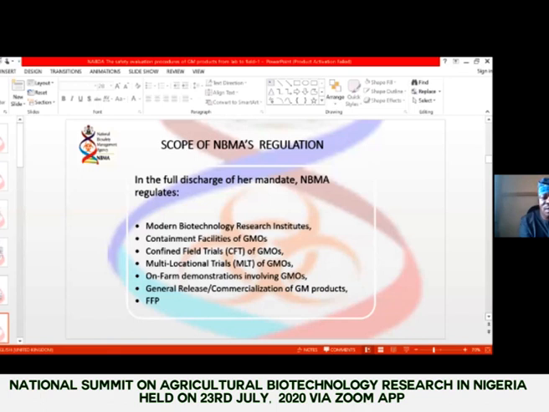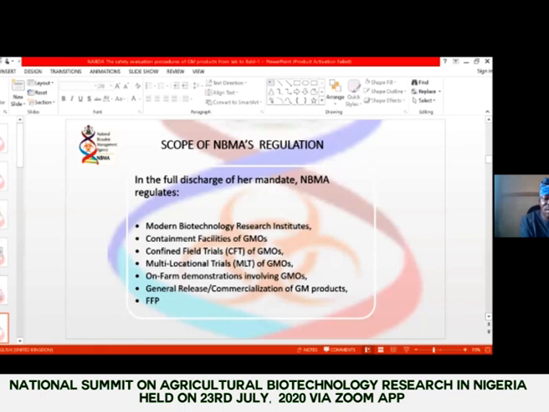Scope of the NBMA regulation. In the full discharge of her mandate, NBMA will regulate modern biotechnology research activities which are domiciled in research institutes. And we also look at the containment facilities, which are basically the areas where the research activities take place. When we talk about containment facilities, we're looking at the labs and greenhouses, which are being used for modern biotechnology activities. And we're also talking about confined field trials.